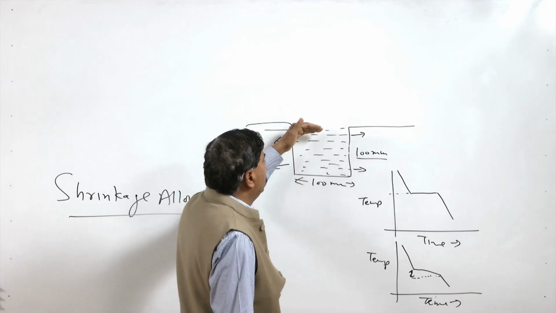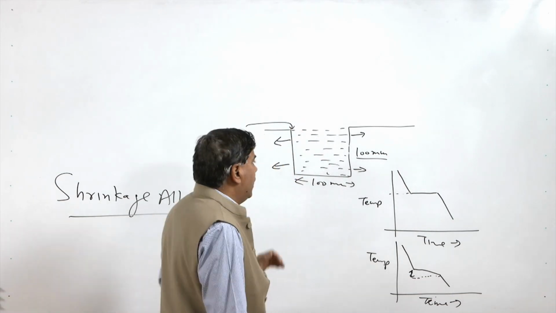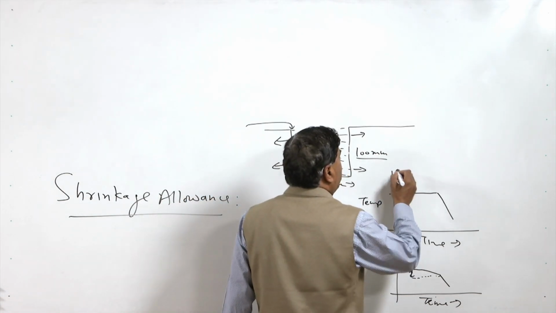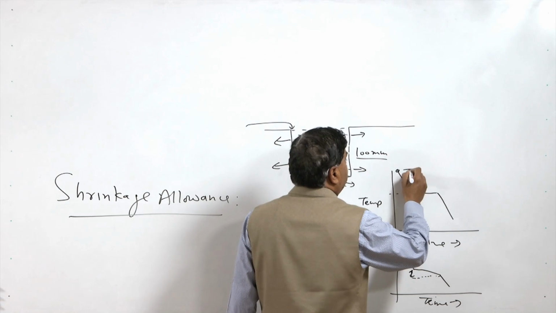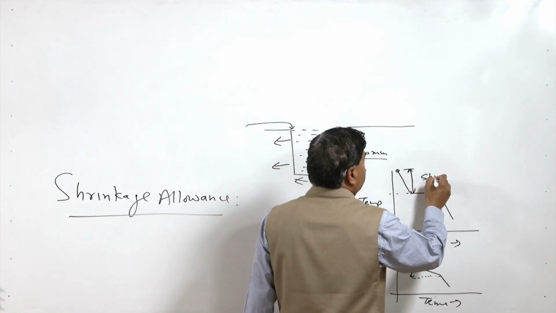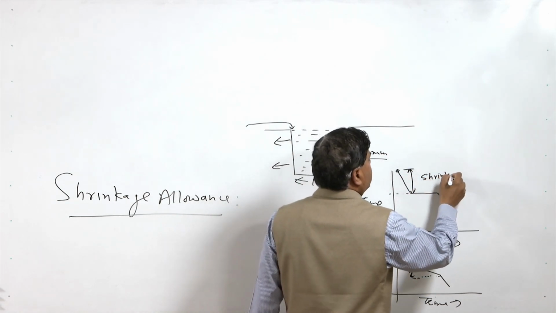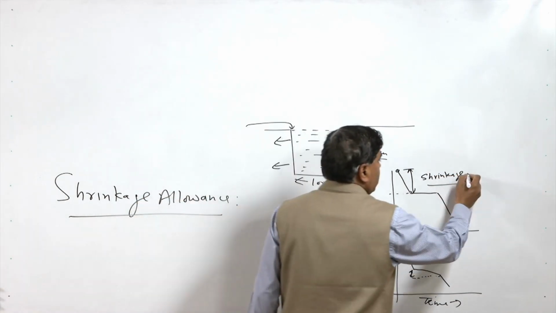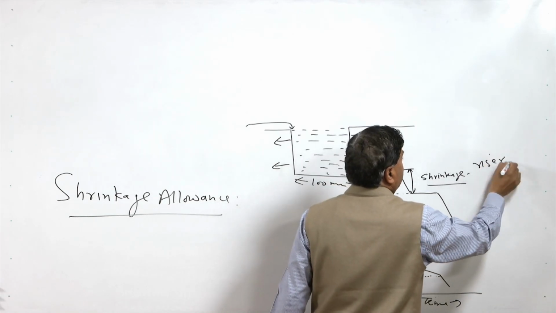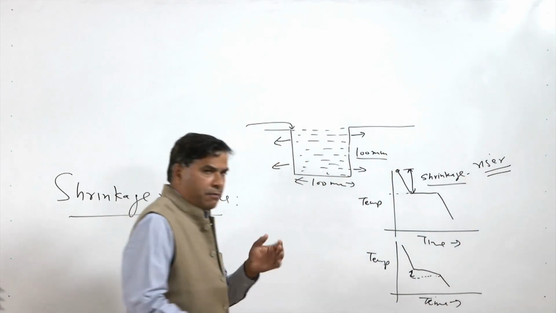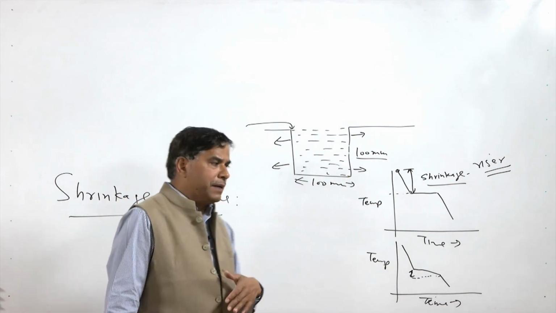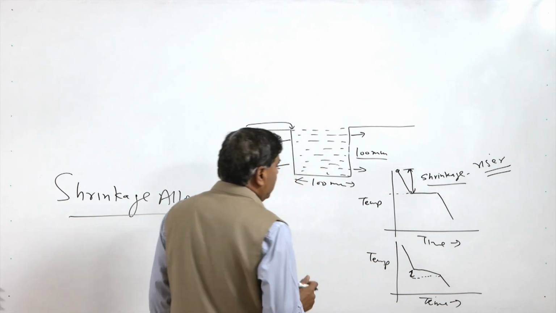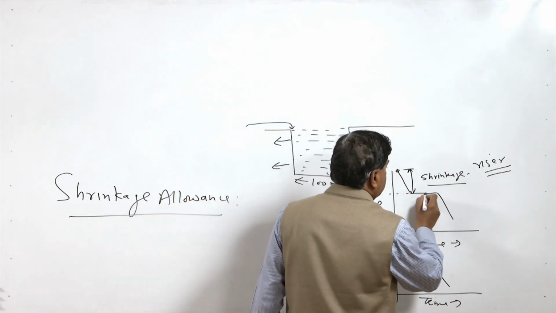Due to the reduction in temperature of the molten metal, the liquid metal first shrinks. This shrinkage, which occurs due to the drop in temperature in the liquid state of the molten metal, is one type of shrinkage, and to take care of this shrinkage we have the riser. The shrinkage of the liquid metal is taken care of by the riser, because the riser is capable of feeding the liquid metal to the mold cavity wherever this kind of shrinkage is occurring.